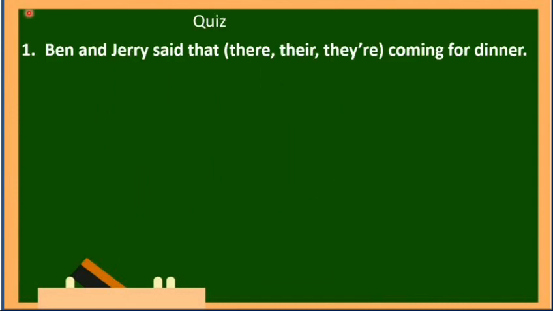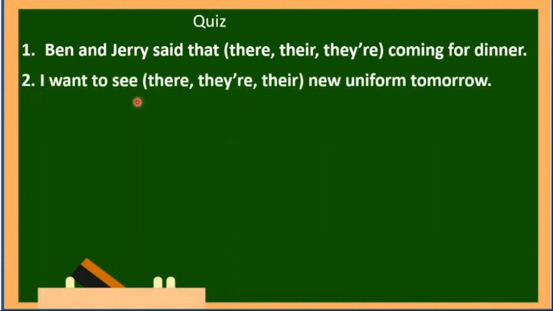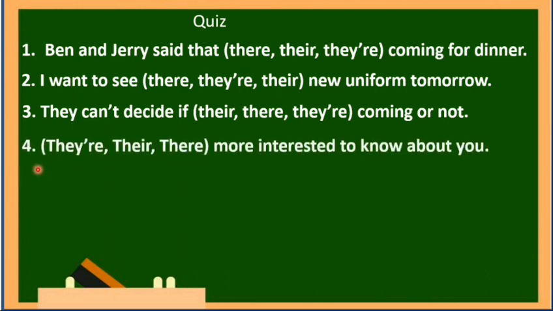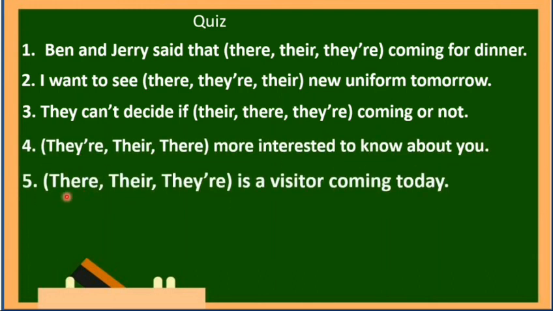Now, as I have said, we are going to have a short quiz before we end this video. Number 1, Ben and Jerry said that they're coming for dinner. Number 2, I want to see their new uniform tomorrow. Number 3, they can't decide if they're coming or not. Number 4, they're more interested to know about you. Number 5, there is a visitor coming today.